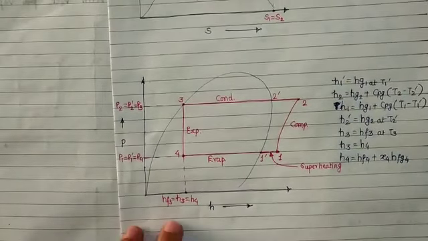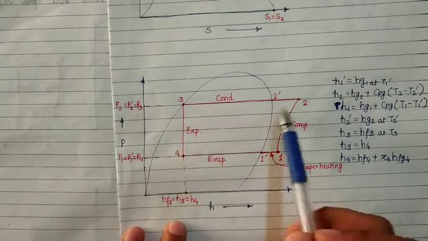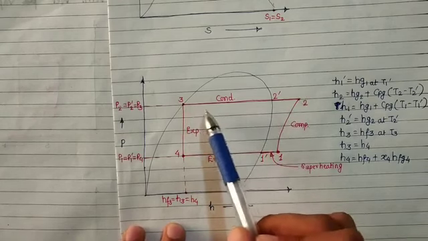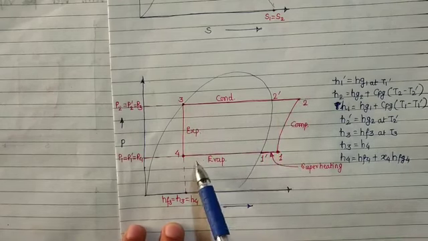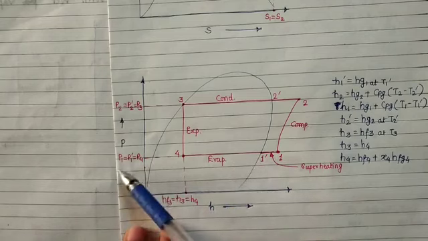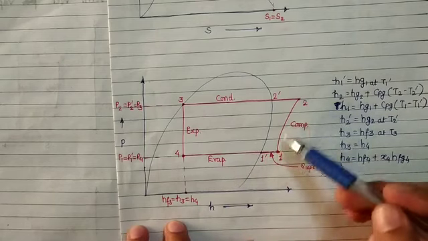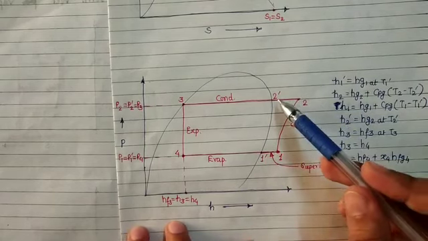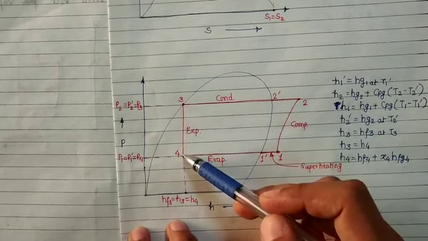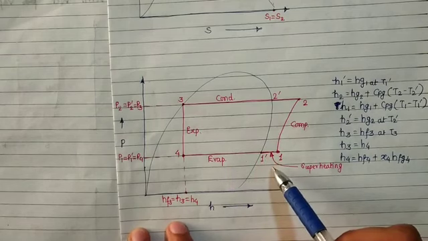So I have represented here 2 pressures. P2, P2 dash, P3 will be the same, as desuperheating and condensation will occur at constant pressure, and evaporation and superheating will occur at the same constant pressure, P1, P1 dash and P4. So now 1 to 2 is isentropic compression, 2 to 2 dash is desuperheating, 2 dash to 3 is condensation, 3 to 4 is expansion, 4 to 1 is evaporation, and 1 dash to 1 is superheating.